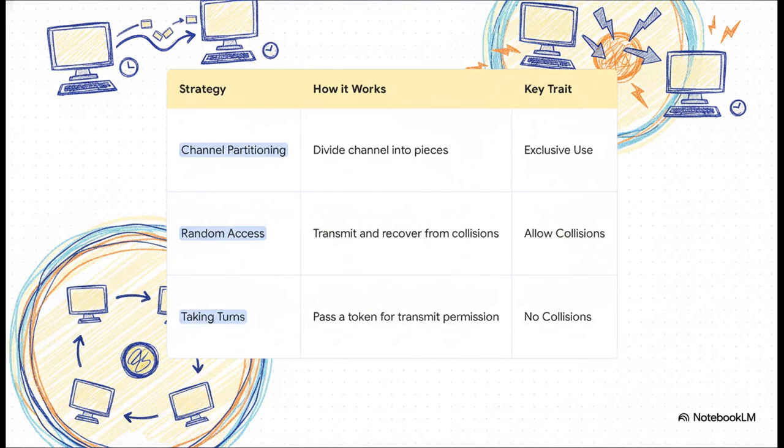So to prevent total chaos, we need rules of the road. We call these multiple access protocols. And broadly speaking, there are three main strategies. First is channel partitioning, which is like dividing the road into separate lanes, giving everyone their own reserved time slot to talk. Then there's taking turns, which is like passing around a talking stick. You can only speak if you're holding the special token. And finally, there's random access, which is a lot like a polite cocktail party. You try to speak, but if you accidentally interrupt someone, you both say, oops, sorry, wait a random amount of time, and then try again.